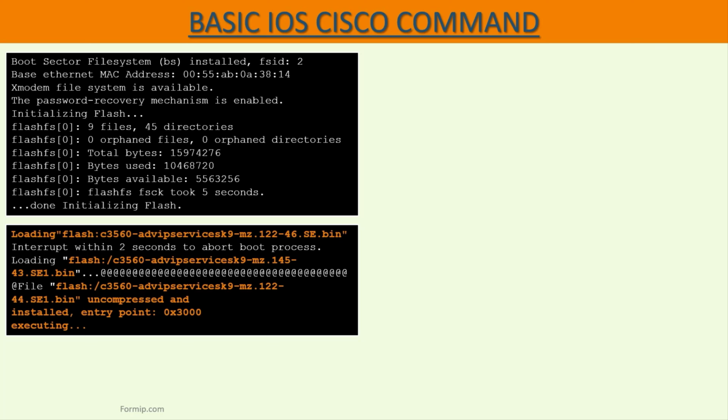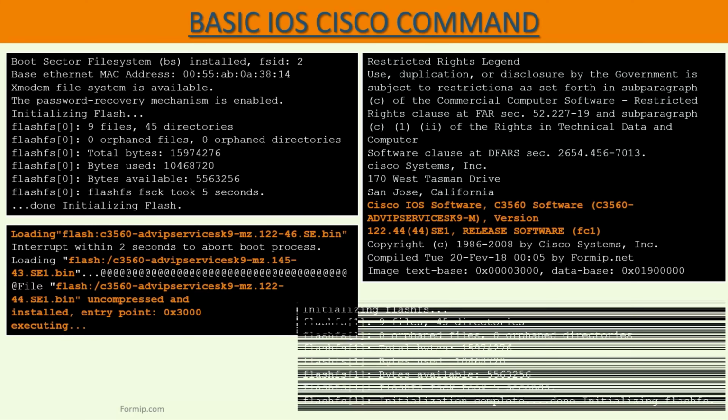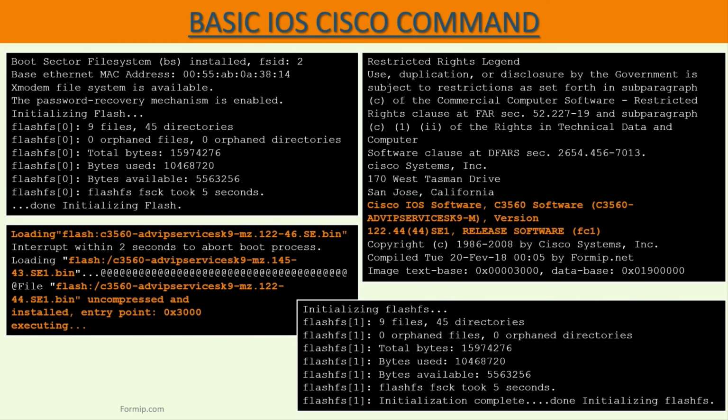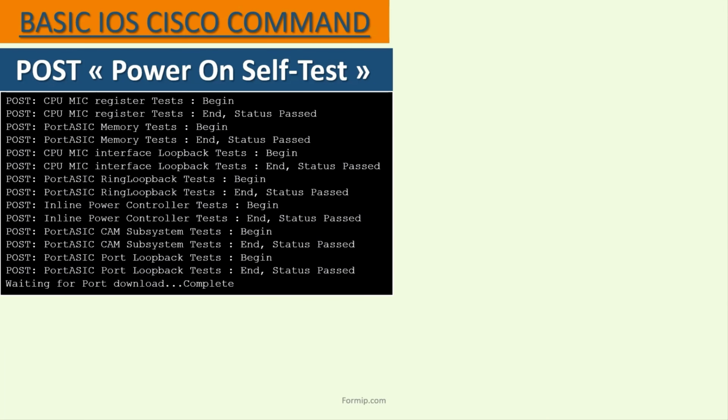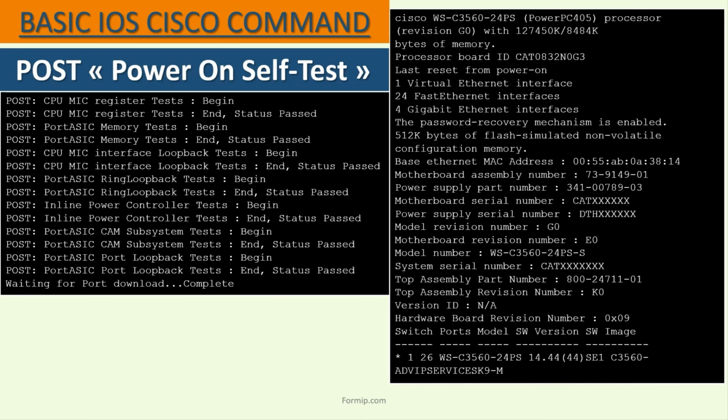Now that the IOS is loaded, you will see something that looks like this. Here we see the version of the switch, a Cisco 3560, and the Cisco banner. The next step is to check the flash drive again. And once it's done, it will run a whole set of tests. This process is better known as POST. And finally, we see the hardware info contained in this switch.